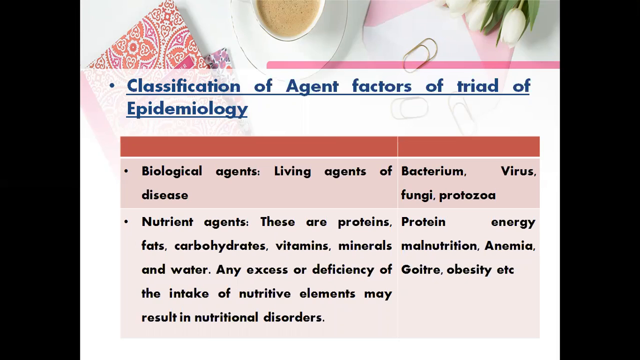Then obesity. Everyone knows this is a very common problem, especially in developed countries like the USA. The obesity level is very high because they are taking everything in excess. And the example I gave of protein energy malnutrition happens because people are taking less amount. So this is the example of nutrient agents.